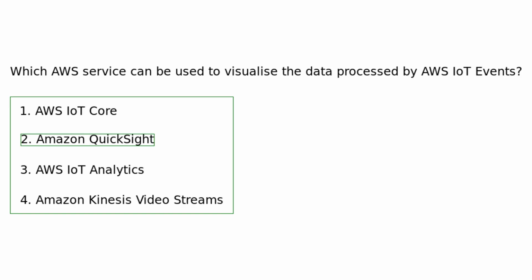Amazon QuickSight can be used to create visualizations and dashboards from the data processed by AWS IoT Events. It allows you to gain insights into your IoT data and monitor trends over time.